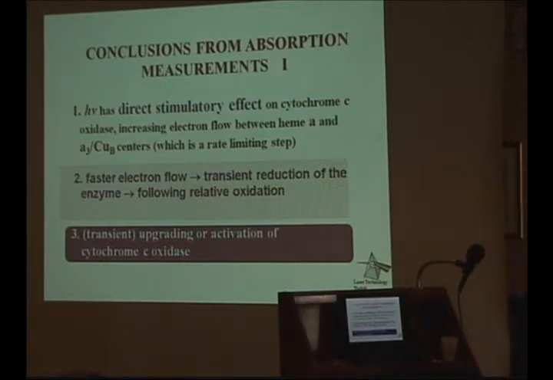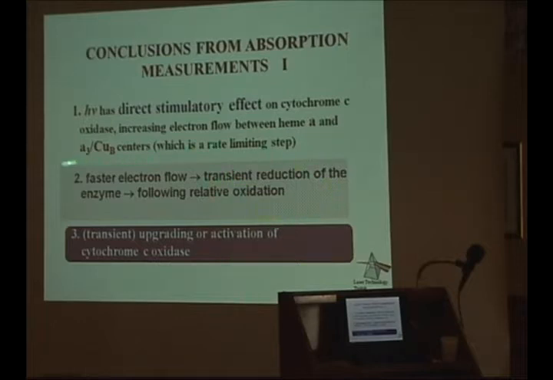And what are the conclusions from this part of the absorption measurements? It clearly shows that photons have a direct stimulatory effect on cytochrome C oxidase. It means that there is an increase of electron flow between heme A and A3 binuclear centers in cytochrome C oxidase. And this is really the rate-limiting step in electron flow in cytochrome C oxidase.